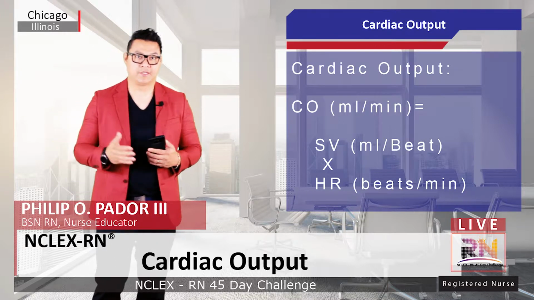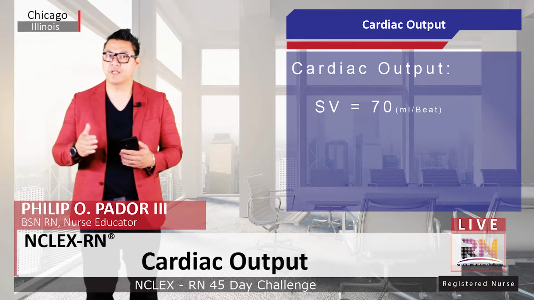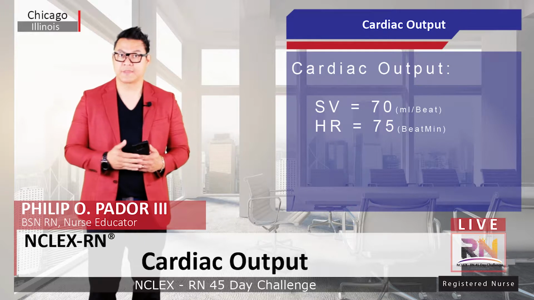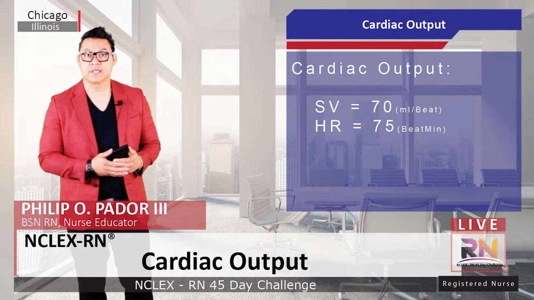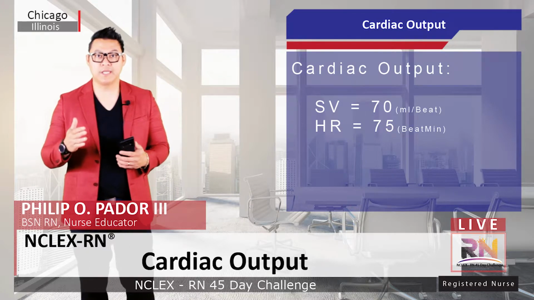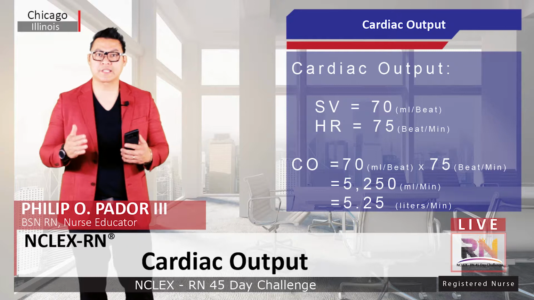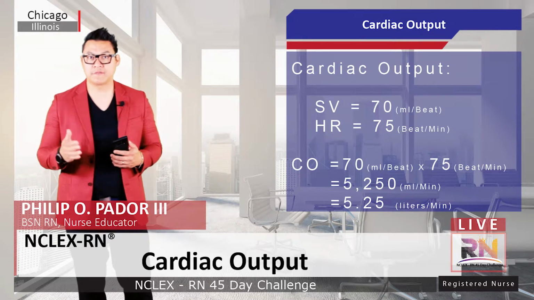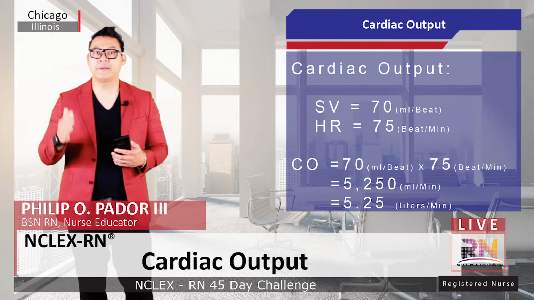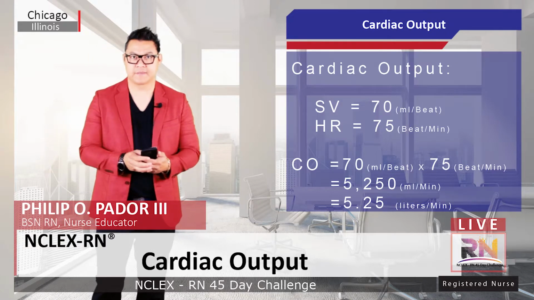Now let's plug in some values. The average adult male has a stroke volume of approximately 70 milliliters per beat and an average heart rate of 75 beats per minute. If you want to calculate the cardiac output, the amount of blood ejected from the ventricle each minute, the cardiac output would be equal to 70 milliliters per beat times 75 beats per minute, and that's going to give us a value of 5,250 milliliters per minute. Or of course, you can write that as 5.25 liters per minute. So this is the average adult male at rest, 5.25 liters per minute.